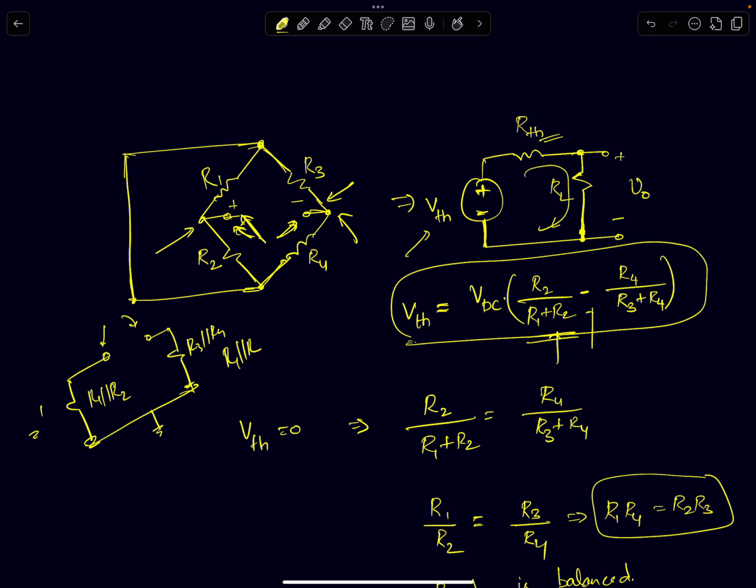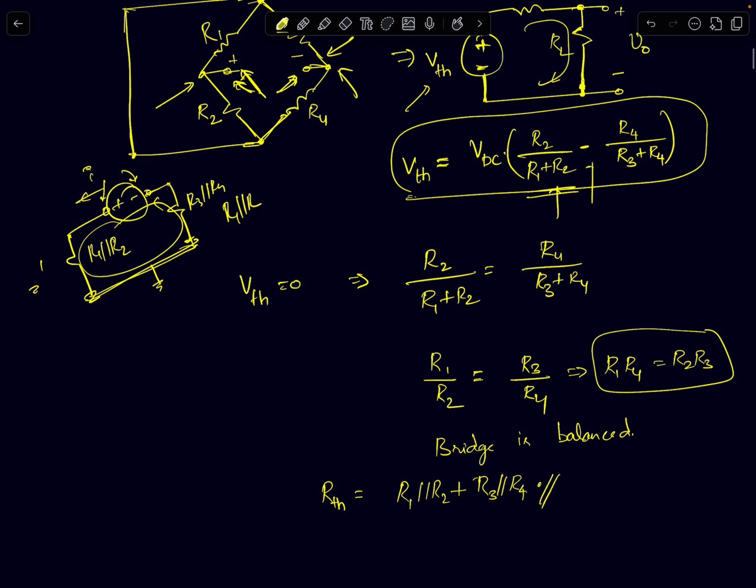How do you find resistance? Just apply a test voltage source and measure the current. Since the current has to return back to the voltage source, it follows KCL. These two resistors are in series, same current flows through them, and they share one node in common. So you can simply say Thevenin resistance will be R1 parallel R2 plus R3 parallel R4.